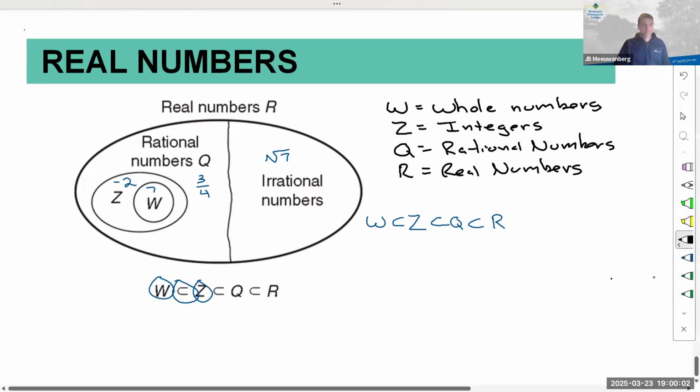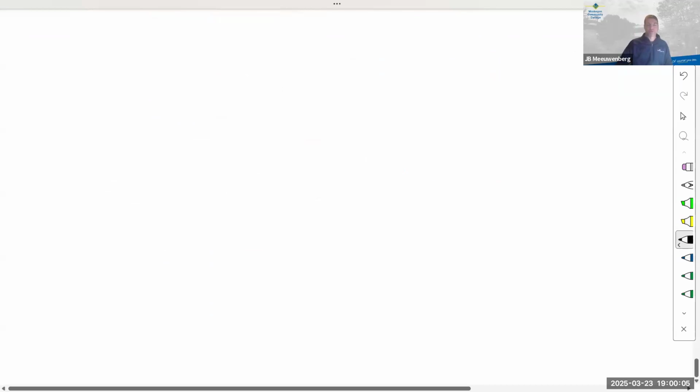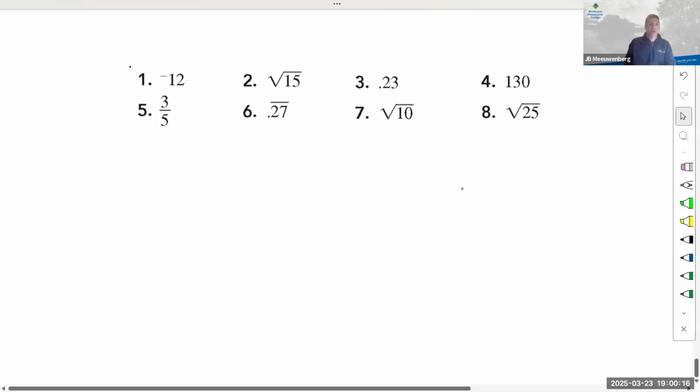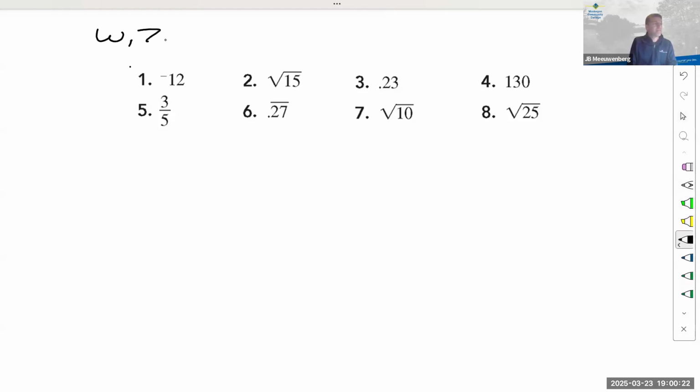Your turn. I'm going to give you the numbers, and your job is to determine which sets they belong to. Notice I use the plural, sets. So what we're going to do is use W, Z, Q, and R for each of these. Again, whole, integer, rational, and real. R stands for real numbers.